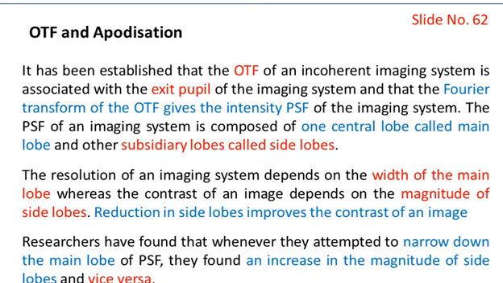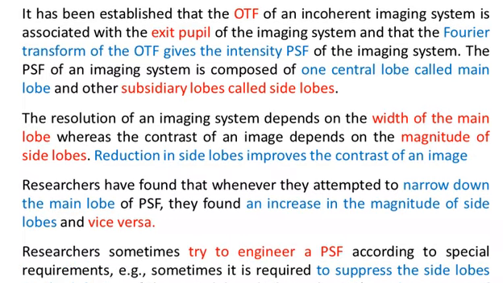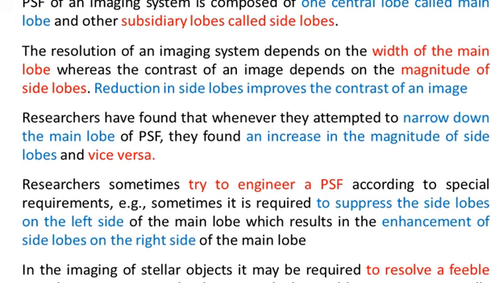The point spread function, the PSF of an imaging system, is composed of one central lobe called the main lobe and other subsidiary lobes called side lobes. This main lobe and the side lobes will be explained later. The resolution of an imaging system depends on the width of the main lobe, whereas the contrast of an image depends on the magnitude of the side lobes.